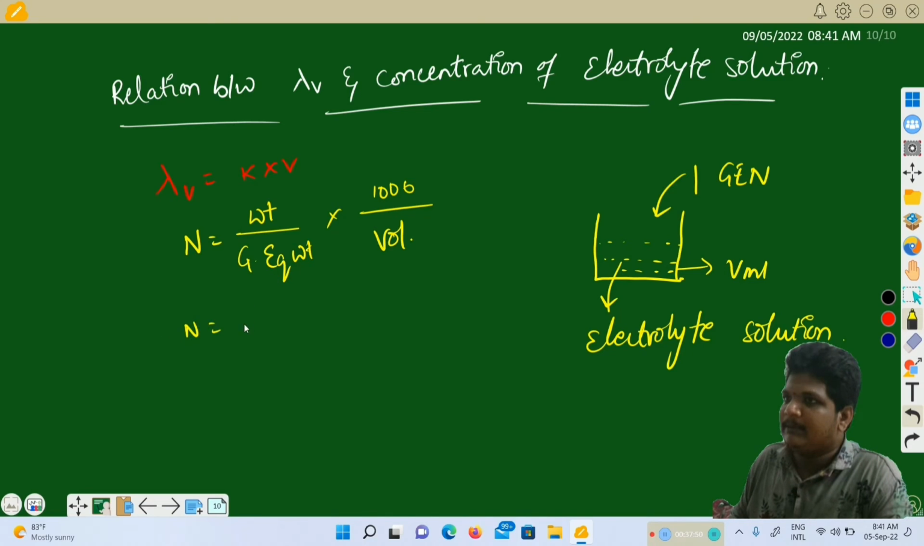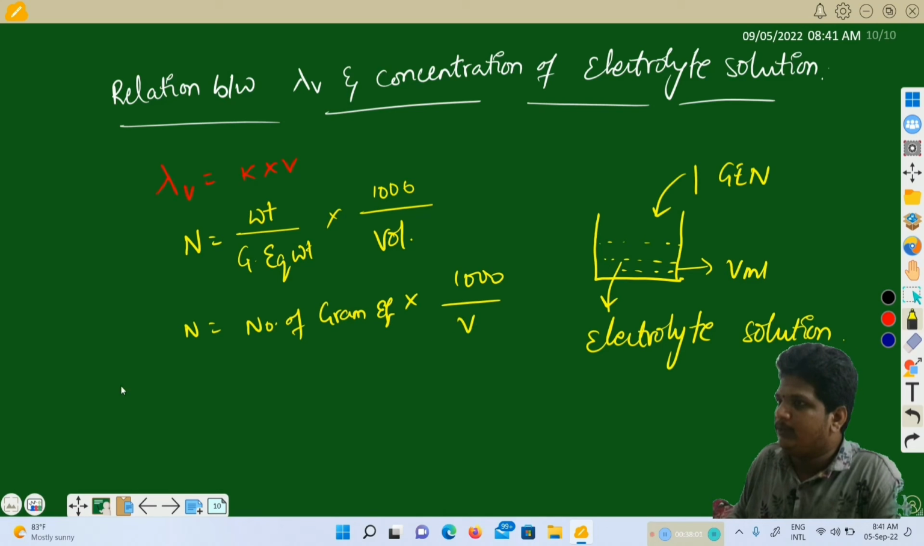So here normality is equal to number of gram equivalents into 1000 by volume. Here the number of gram equivalents is 1, since we are taking only 1 gram equivalent. So normality is equal to 1 into 1000 by V. If I take this V to this side, V is equal to 1000 by N.